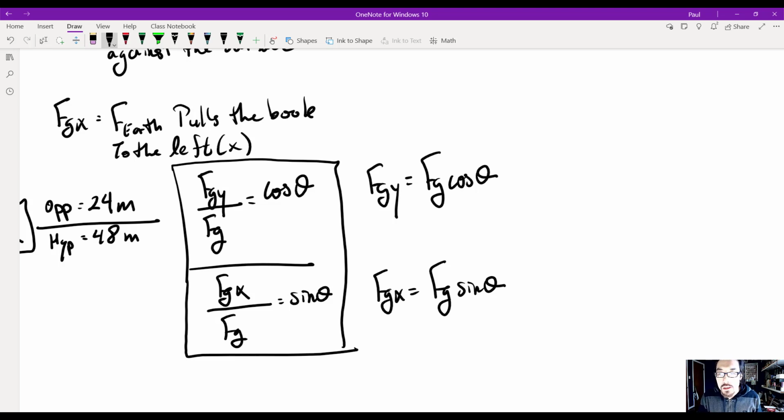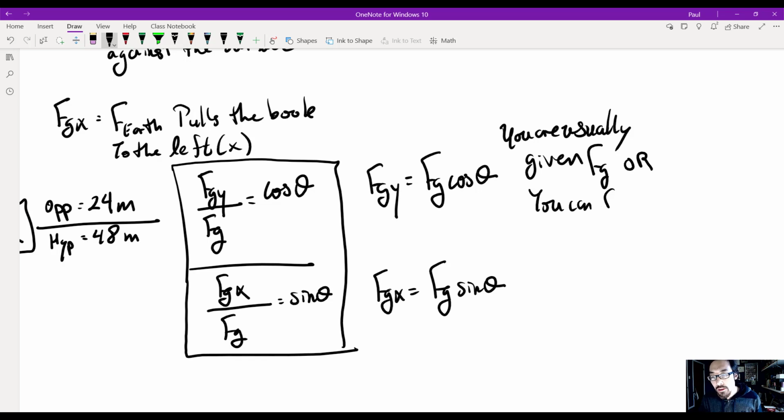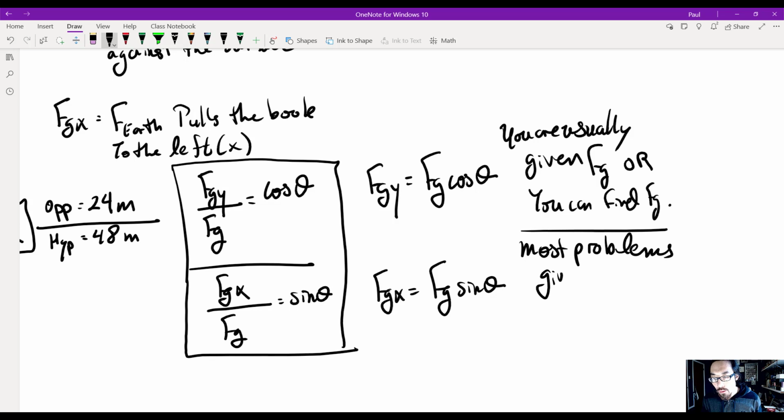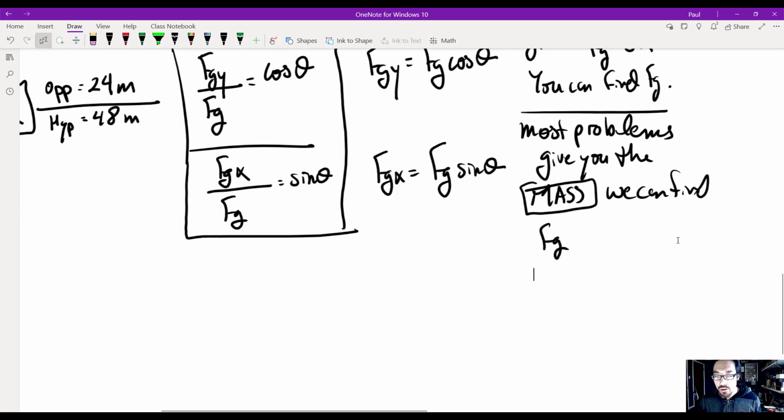And what this usually means is you are usually given F of g, okay? Or you can find F of g. So basically, you're given the weight of the object, or you can usually find the weight of the object, because most problems give you the mass. Okay, most problems give you the mass of the object, and with the mass of the object, we can find F of g.